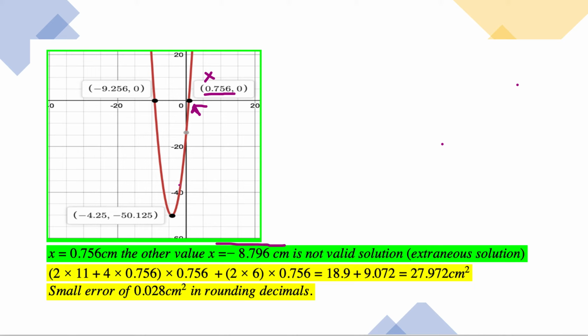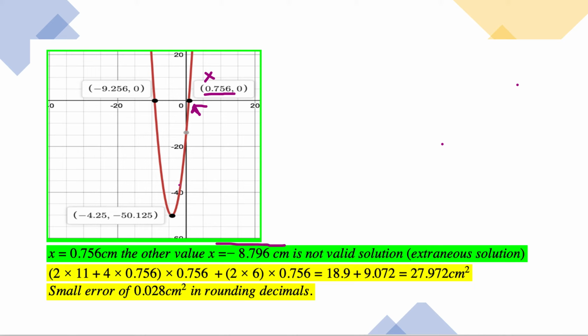And here is one verification when I wanted to verify everything. Instead of the x, when we have 2 times 11 plus 4 times 0.756, we multiply everything. And now if instead of the x, you plug in the x here, you are getting those values, and they are going to give you the exact value of the right side equal to the left side.